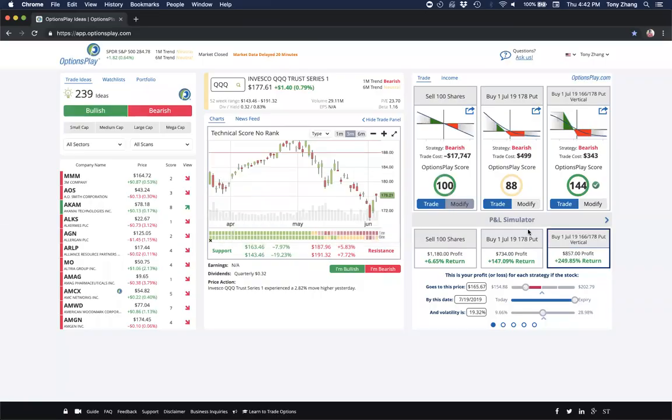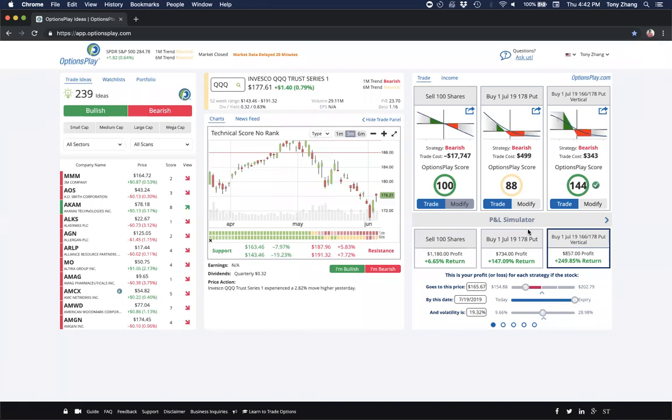So with that, what I'm going to use is OptionsPlay. For those of you that are brand new to OptionsPlay, welcome. This tool is really designed from the ground up to try to make your options trading as intuitive and as easy as possible, and really allow you to explore different strategies side by side so that you can learn more about the risks and rewards of each trade before you actually go ahead and execute them in your account.